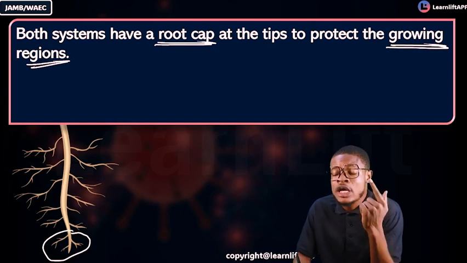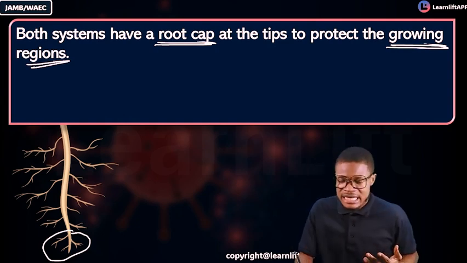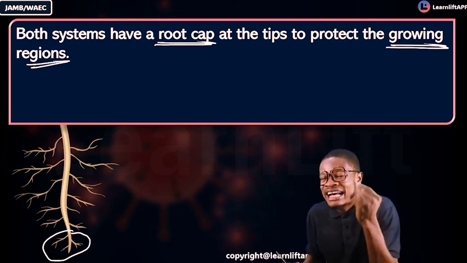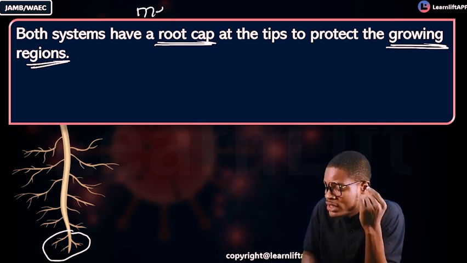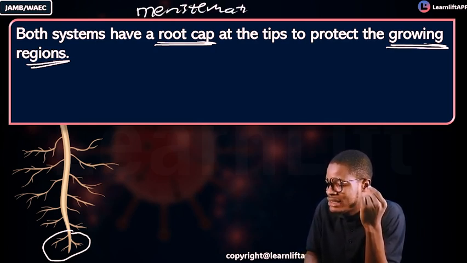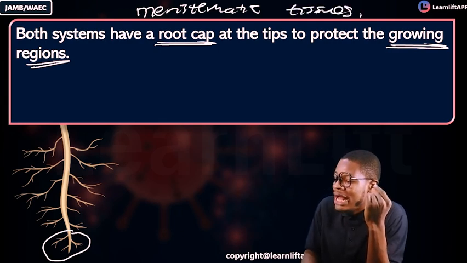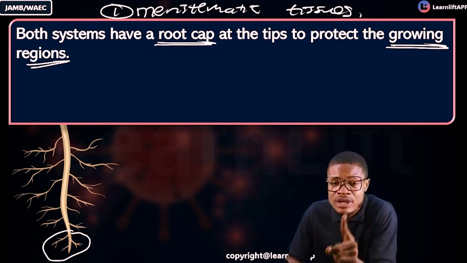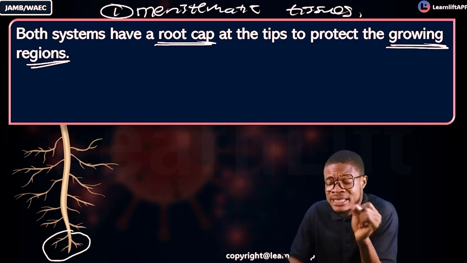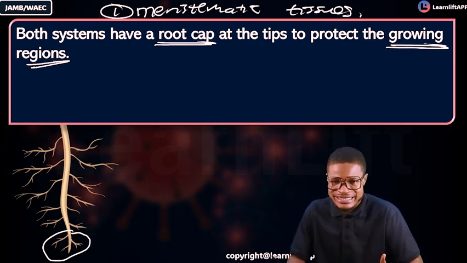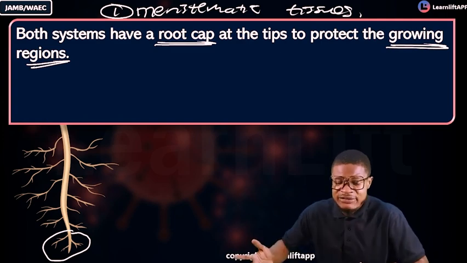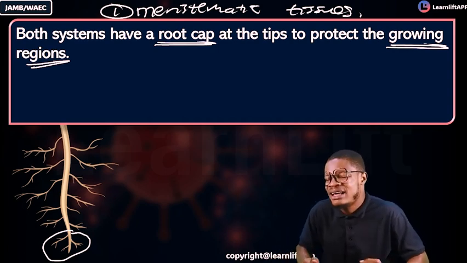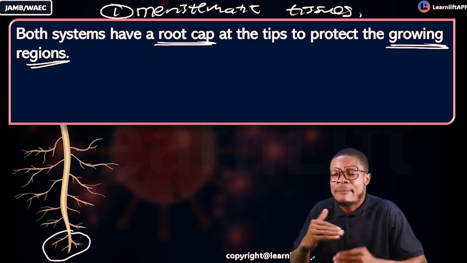Because inside that growing region, there are actively dividing cells. All these actively dividing cells are called your meristematic tissues. So, among the areas where I will see my meristematic tissues, number one, the root cap. That's where you have your meristematic tissues, because these are actively dividing cells. The more they divide actively, the more the roots continue to grow. If you cut that root cap, there is tendency that the growth can be truncated.